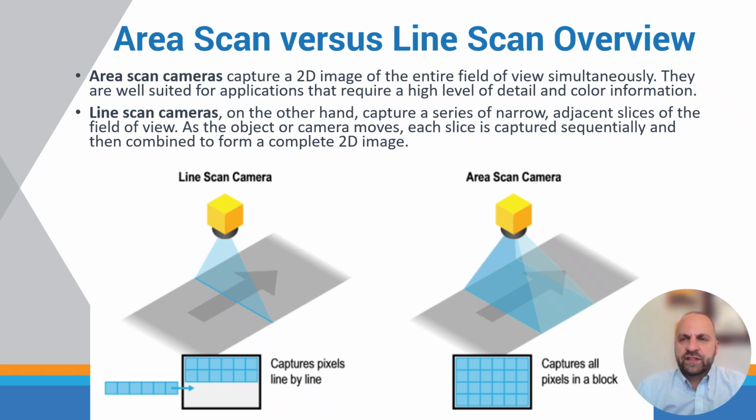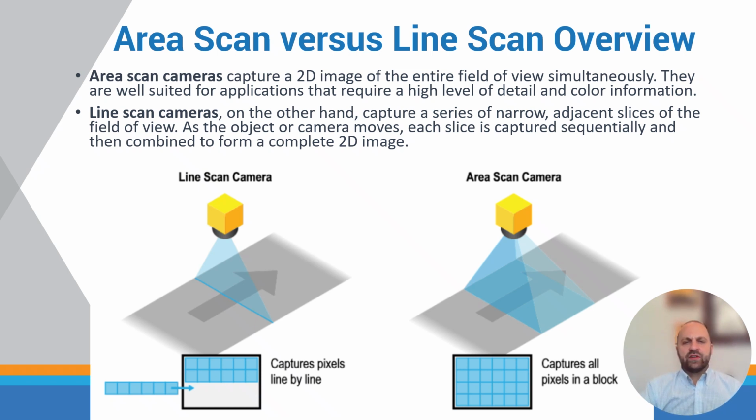Okay, so area scan versus line scan. First, to just give a little definition, area scan is using a camera to capture a 2D image of the entire field of view at the same time. So you have one camera, you have one or multiple lights, and you're taking a picture of the entire image in 2 dimensions, your length times width.